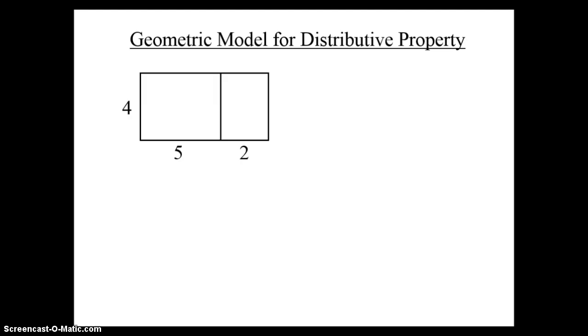Here we have a rectangle. Now we're going to look at the area of this rectangle. We have the width side, that is 4. Down here it's 5. This length right here is 2, which means that the total length of the entire outside of the rectangle would be a 4 by a 7.